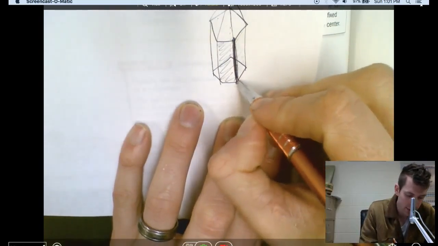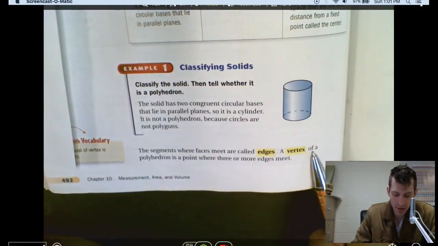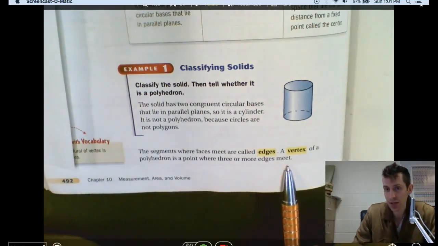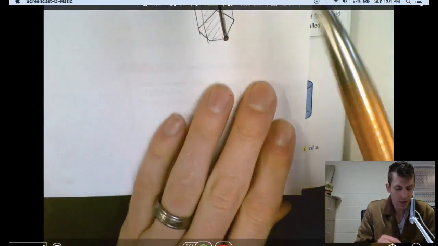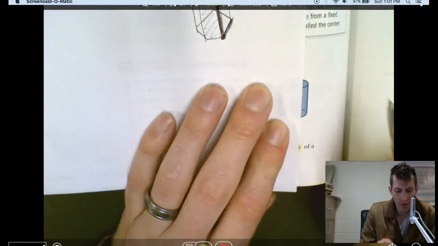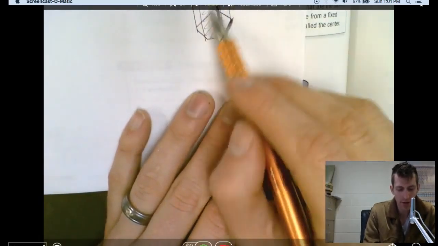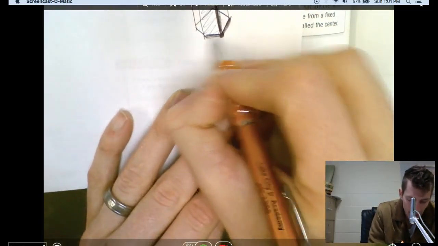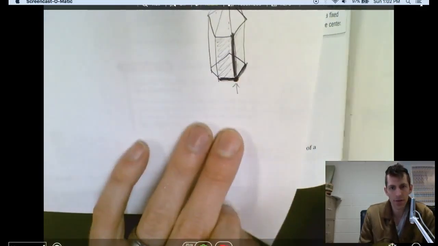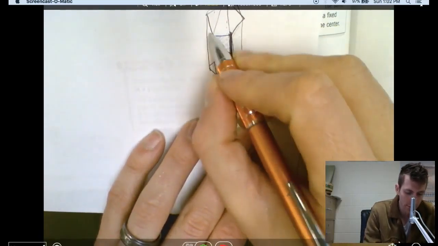A vertex is where lines meet. Let's see what their fancy definition is. A vertex of a polyhedron is a point where 3 or more edges meet. 3 or more edges. That's an edge. Is this down here an edge? Yeah, because the bottom met the face of this. The bottom is a face. They're all faces, right? And this is an edge. So look, 3 edges met at, what's that called? A vertex. Vertex. Plural for vertex is vertices.